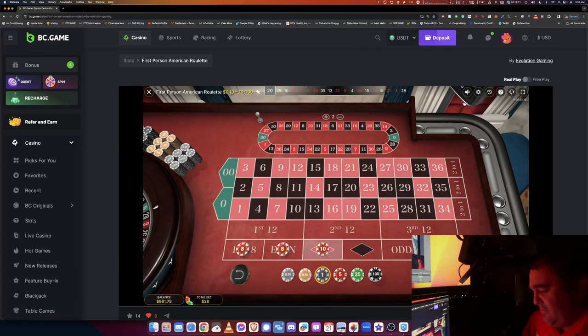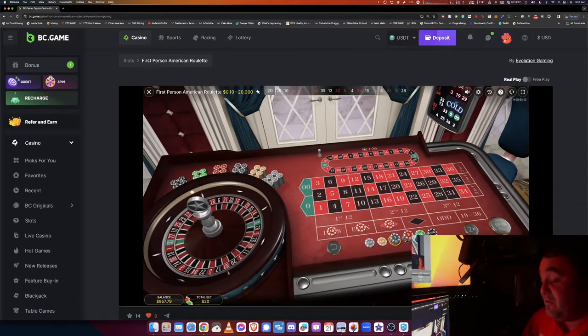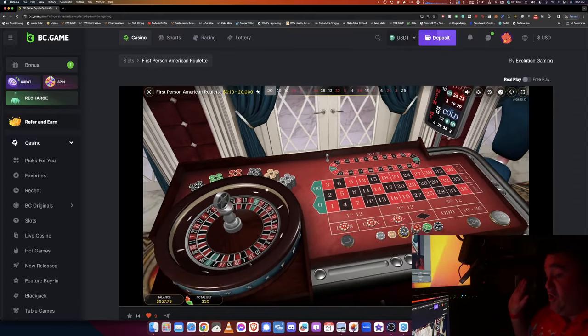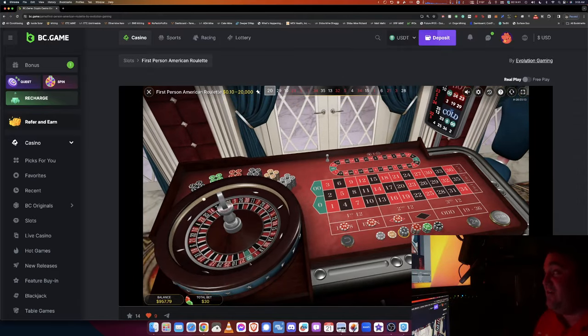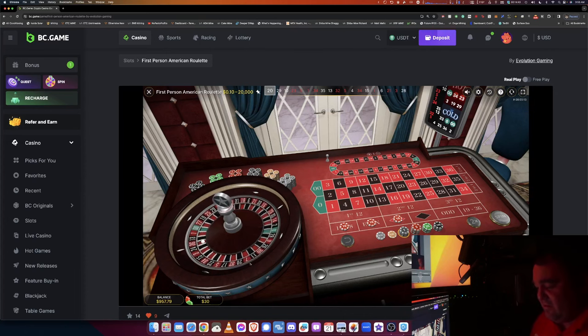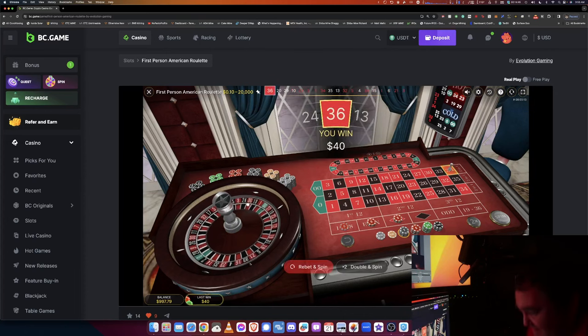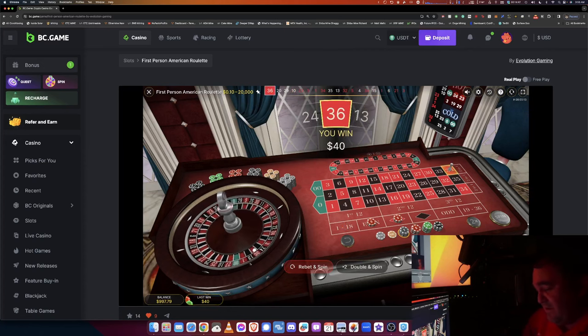Let's not double it because we went up a little bit early. But what we're doing is, yes, this is now $30. You don't have to. I'm going to try and not go more than $100 into the bankroll. There we go. 36 is even. Okay, so we won $40 there.